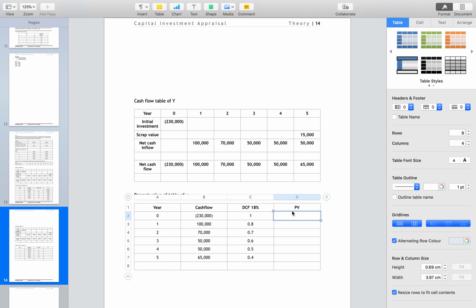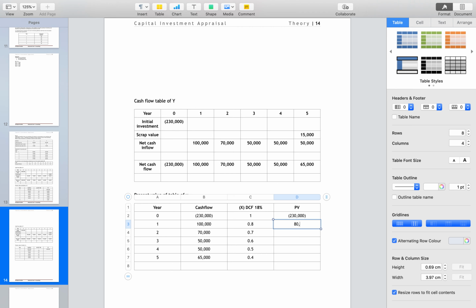Right, so guys, how to get present value? Same like the last one, you take your cash flow, multiply it by the discounting factor to get your present value. So 230,000 into 1, negative 230,000.